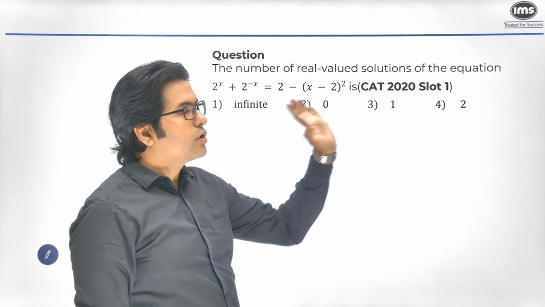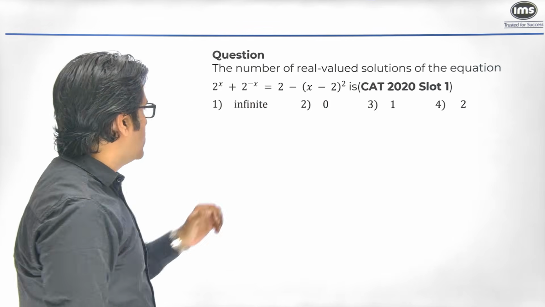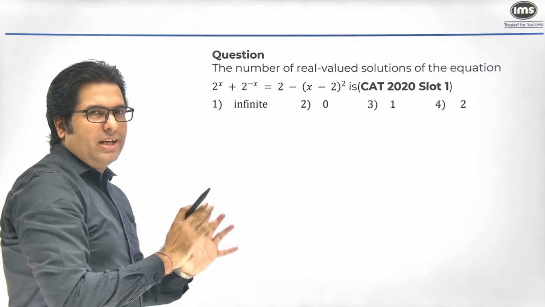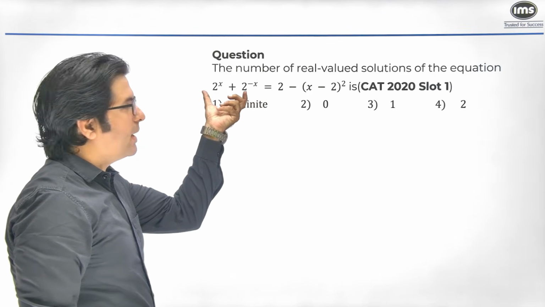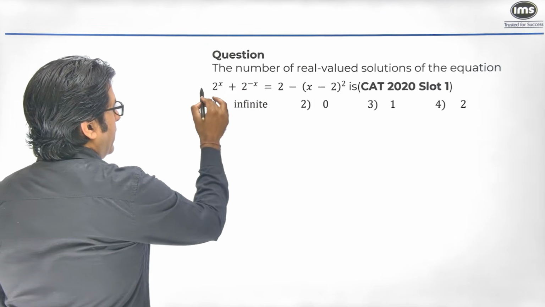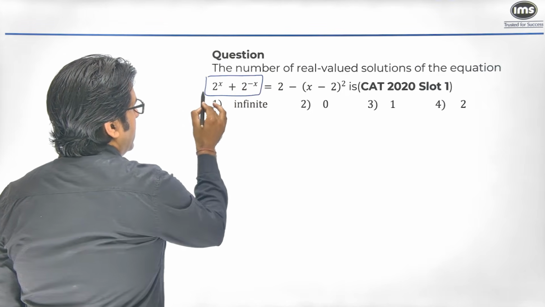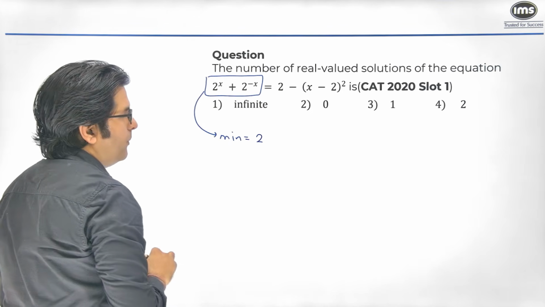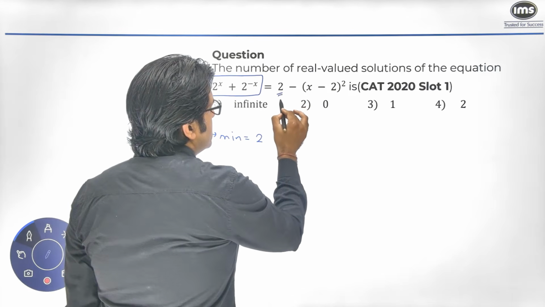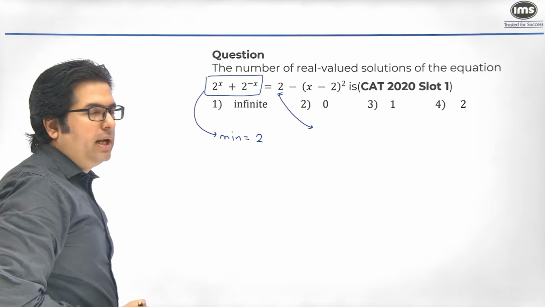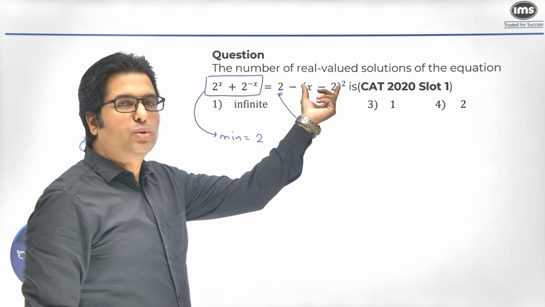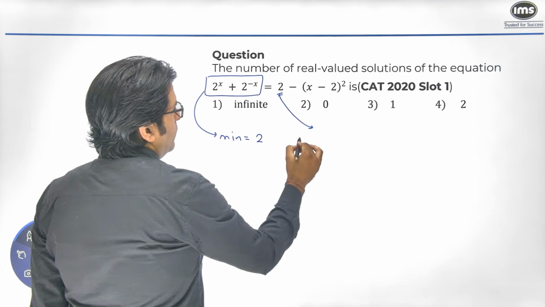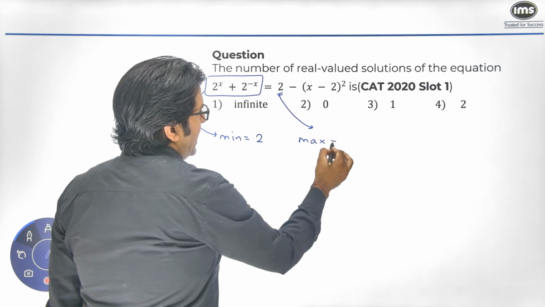Number of real valued solutions of the equation. We are given this equation. Again, understand CAT 2020 slot 1. The same type of 2 to the power x plus 2 to the power minus x is getting repeated. We know that this expression has a minimum value of 2. And because this is 2 minus some number, can I say that number is a whole square and therefore positive? Therefore, can I say the right hand side has a max value of 2.